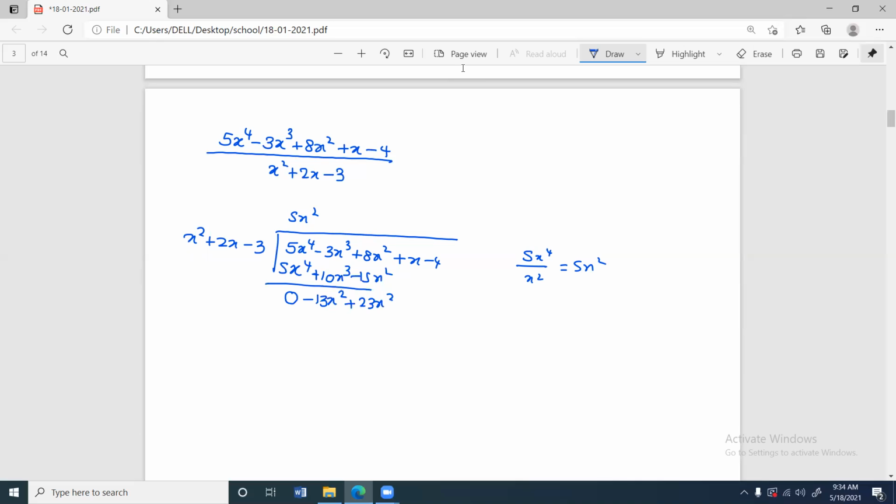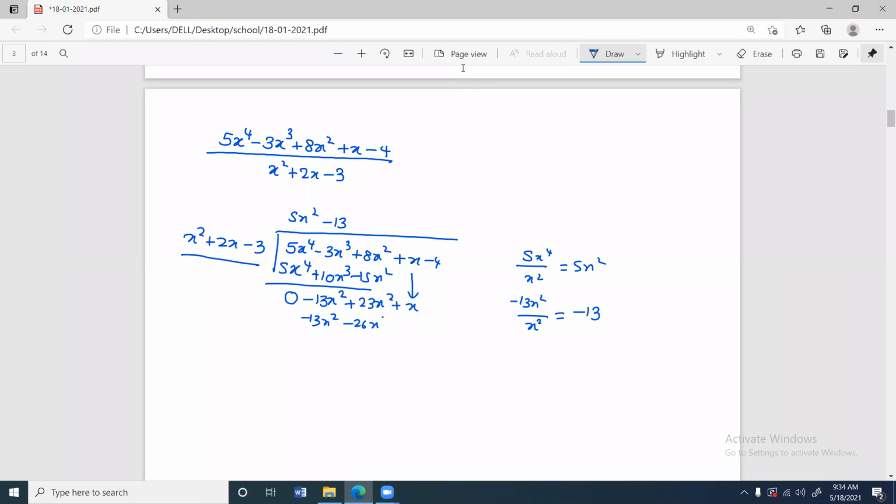Then take the next term down, this term down. Then see what the expression is for minus 13x cube. How many x squared terms are there for minus 13x cube? It turns out to be minus 13x. Then multiply the whole expression with minus 13x. Minus 13x into x squared is minus 13x cube, minus 26x squared.